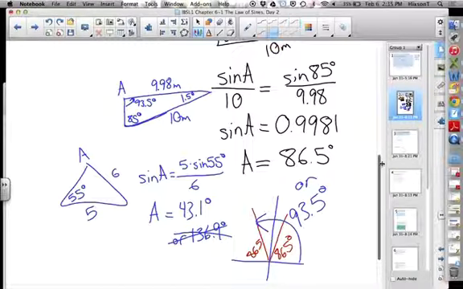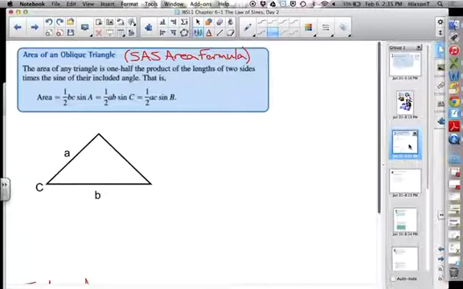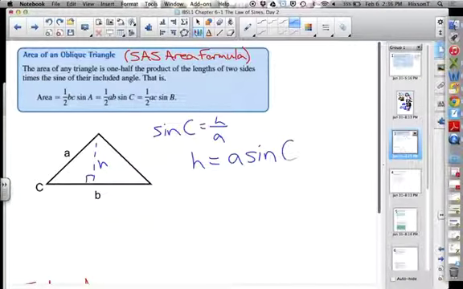Okay? Alright. The very last thing is the area. We have the area, and the fact of the matter is you guys already derived this yourselves. When I gave you the challenge problem yesterday, you dropped the height, and you used sine to help you find what the height was, didn't you? You saw that the sine of C equaled the height over A, so you could say that the height was then A times the sine of angle C.